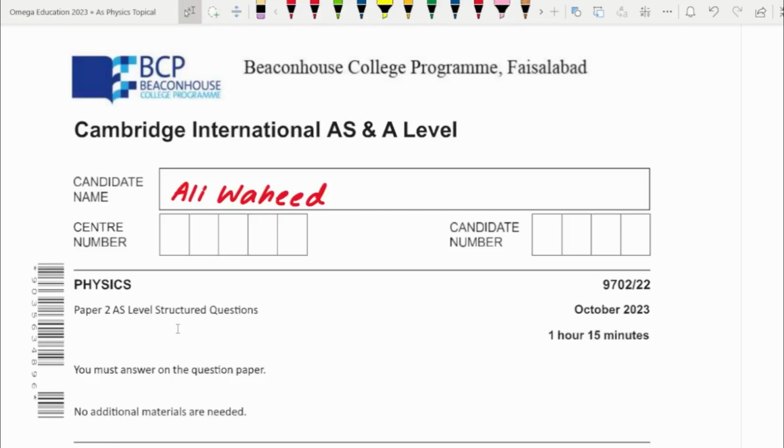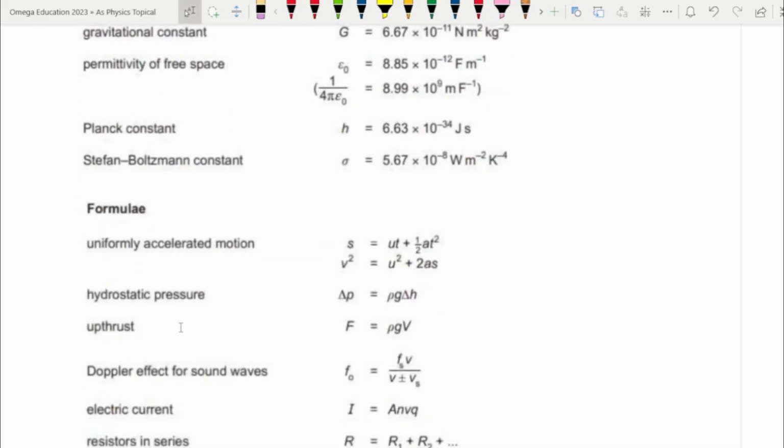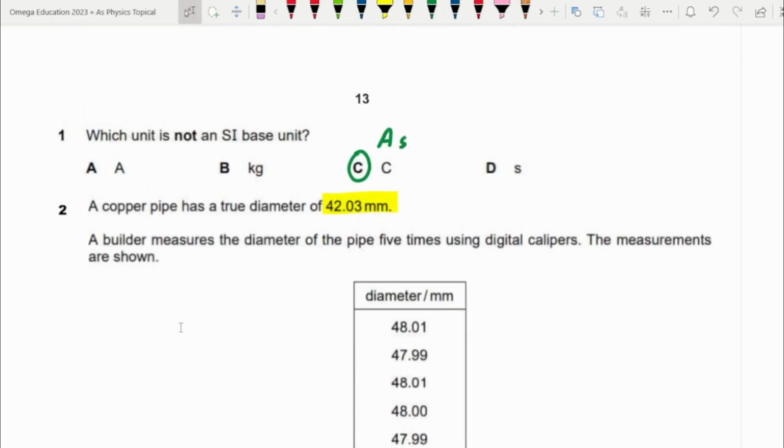Hello everyone. So today I'm solving some of the questions of chapter number 1 and the other chapter, moment of force. So we have collective questions of these two chapters. The first one, which unit is not an SI unit? It is coulombs. Other three, those are SI units.